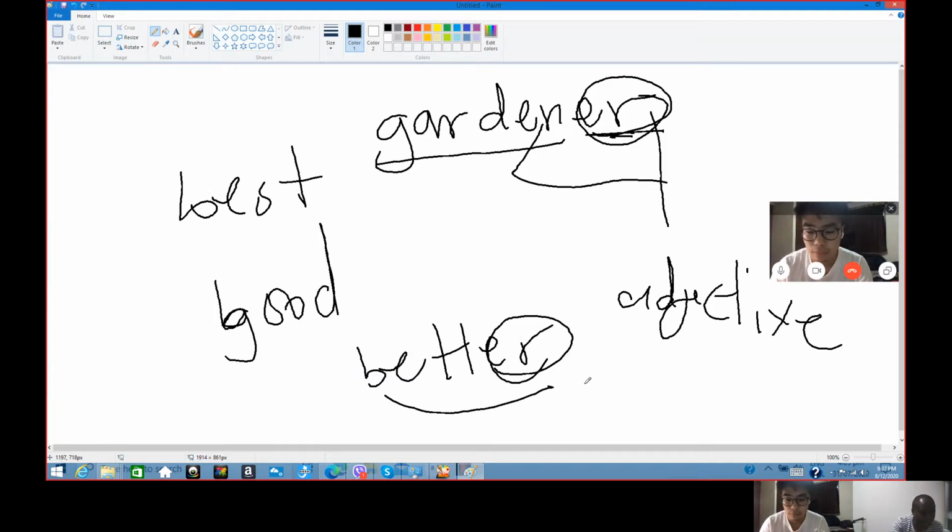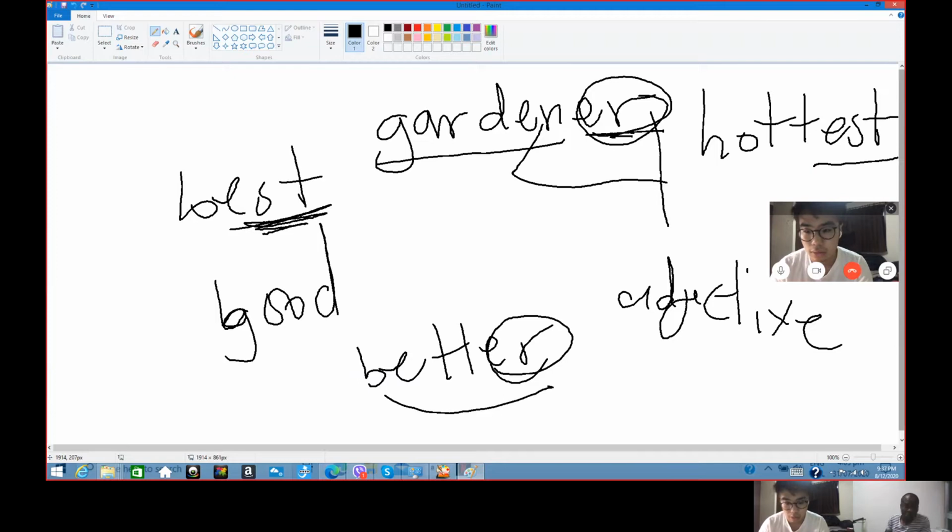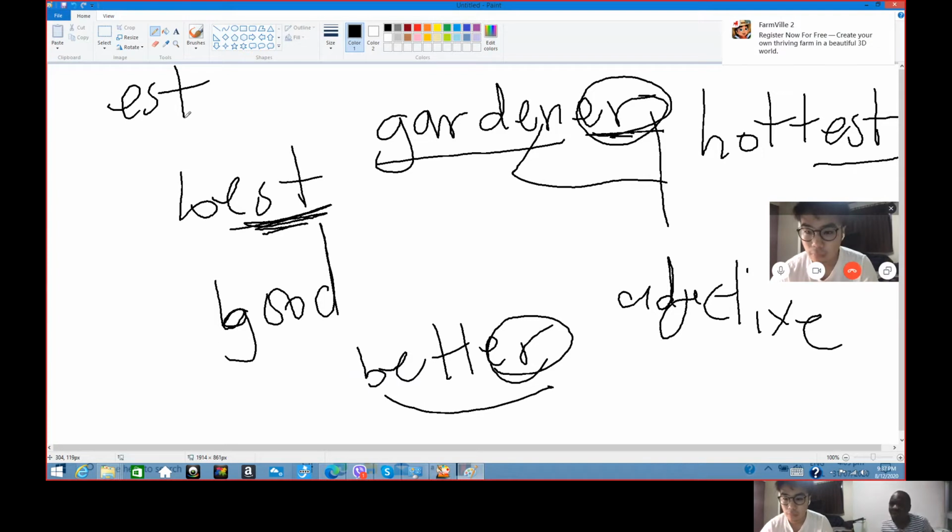The last one, you see the EST. I use the word best. If I want to say hot, I say hottest. So I have to use EST. When we use EST, it is still an adjective, but this time it is not adjective comparative. It is called adjective superlative. So we have three types: one is the word, two is the comparative, then three is called superlative.